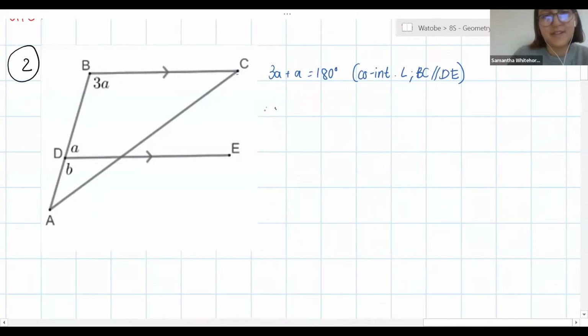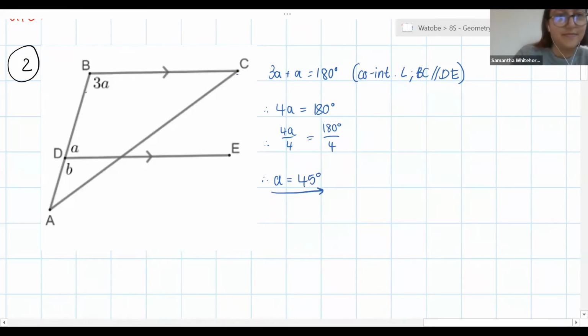And then I said 4a equals 180 degrees. And where did you get 4a from? I said 3a plus a, which gives me 4a. Excellent. And then after that, I said 4a divided by 4 equals 180 degrees divided by 4. Perfect. And then after that, I got a equals 45 degrees. So basically, awesome. 3a is 3 times 45, which gives us 135 degrees, I think.